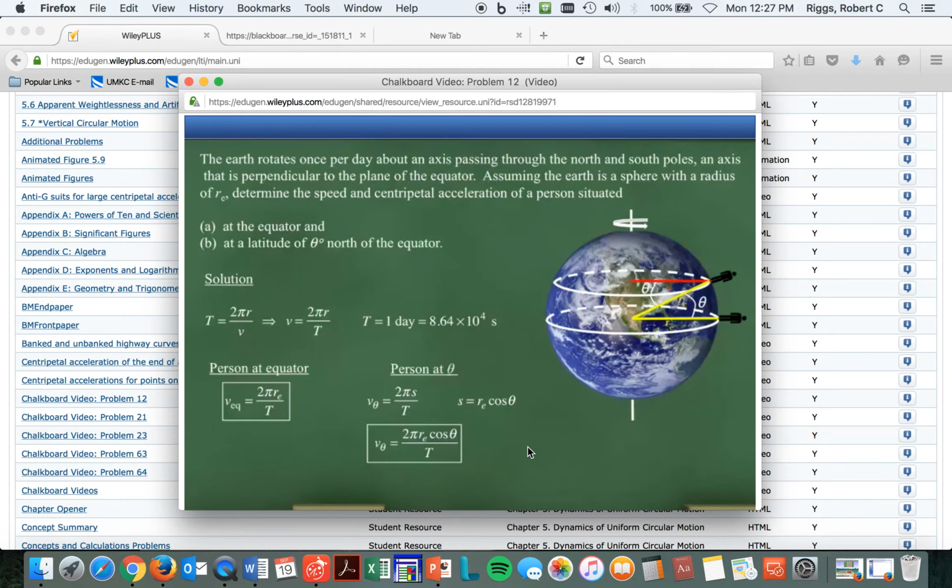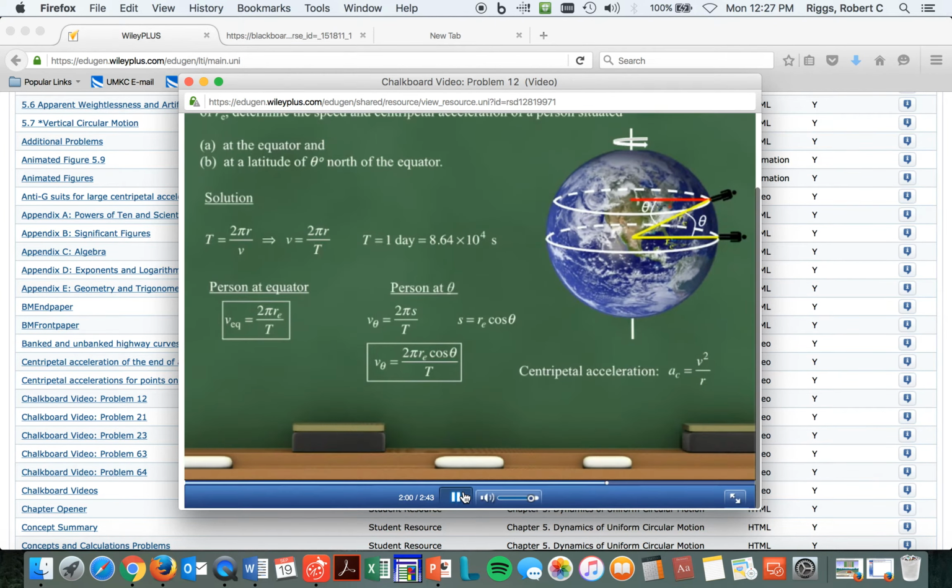Recall that the centripetal acceleration is defined as v squared divided by r. For the two locations, then, that was kind of a tricky little thing. Did you see what they did? So the velocity, a little trig, but it's a good problem. I'll let him keep going.